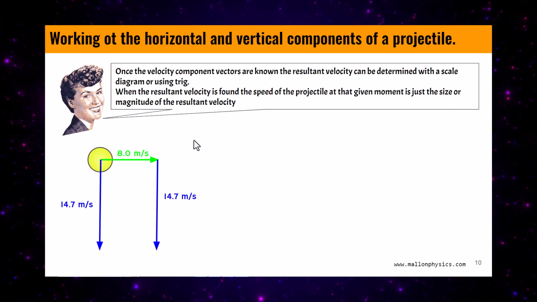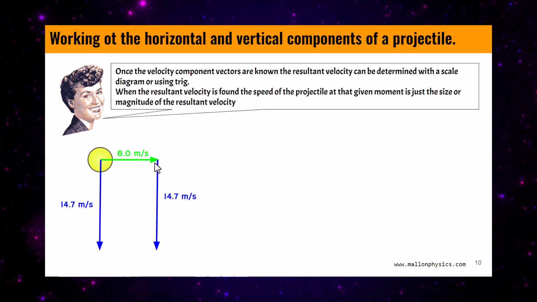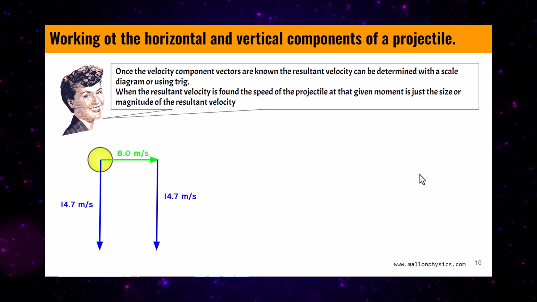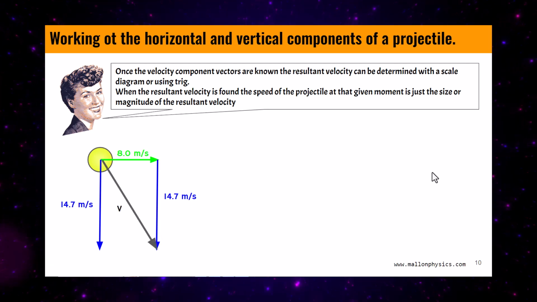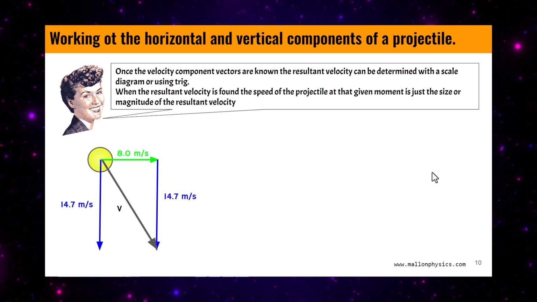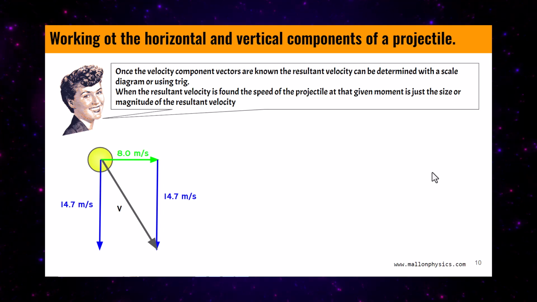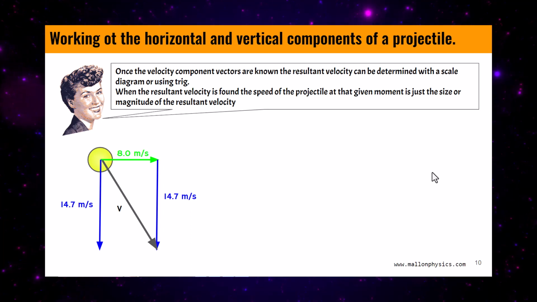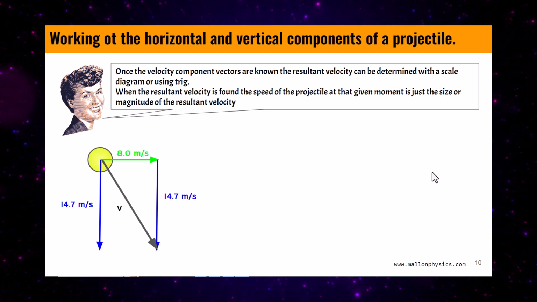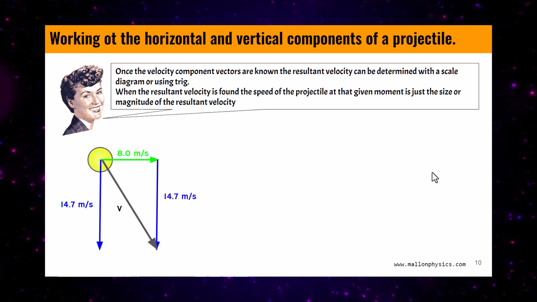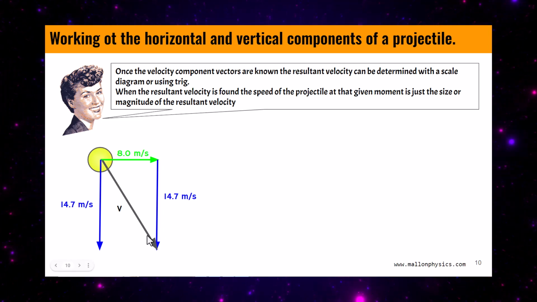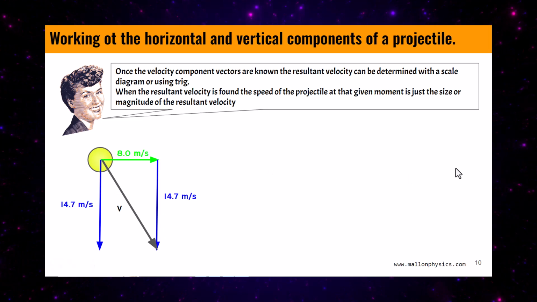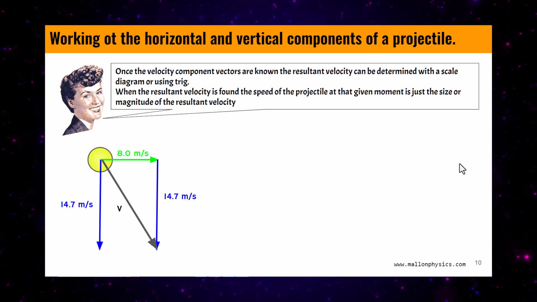And now we can see we've got a start, and we've got the nose to tail, and finally the finish down here. So our resultant vector is going to be that one there. So how do we find the size of that vector? Well, we could do it two ways. We could draw a scale diagram, and that would just mean on a piece of paper drawing 8 metres per second and 14.7 in that configuration and measuring this size here, and then using a protractor to find this angle here. Or we could go ahead and just use trigonometry and Pythagoras.